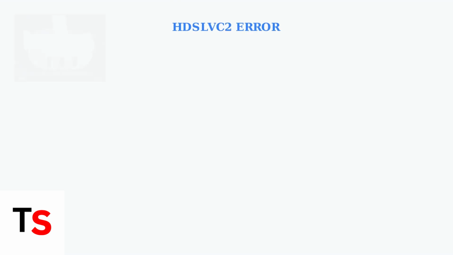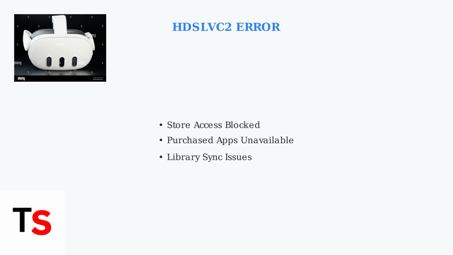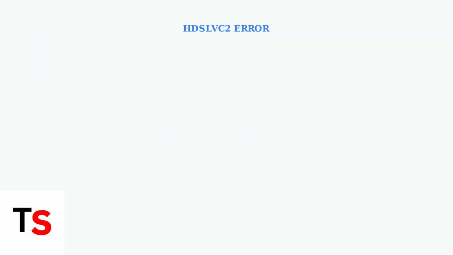The HDSLVC2 error is a common issue affecting MetaQuest 3, 3S, and Quest 2 headsets that prevents users from accessing the store and their purchased applications. This error blocks access to the Meta Store, prevents you from launching purchased apps, and causes library synchronization problems. Understanding the common causes helps identify the right solution. The error typically stems from three main issues.